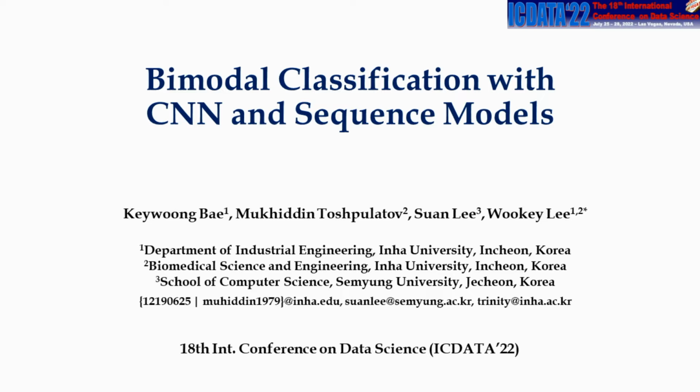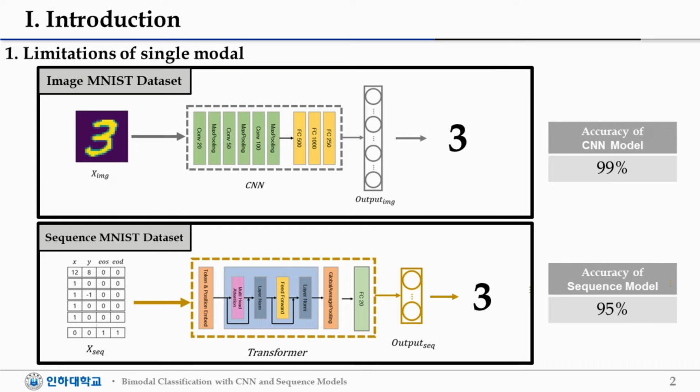Today I'm going to introduce my paper, Bimodal Classification with CNN and Sequence Models. CNN-based classification models have made remarkable advances, and on the public MNIST dataset they can yield over 99% accuracy. The sequence MNIST dataset, which represents the stroke order of MNIST data as a vector, can also produce more than 95% accuracy if trained with an RNN-based model, for example a transformer model.